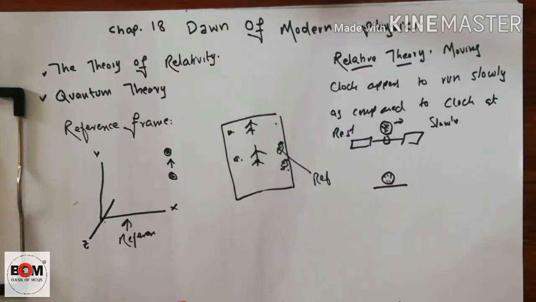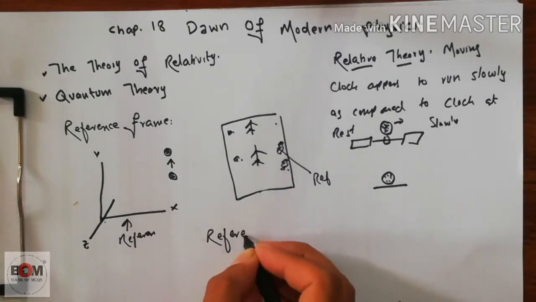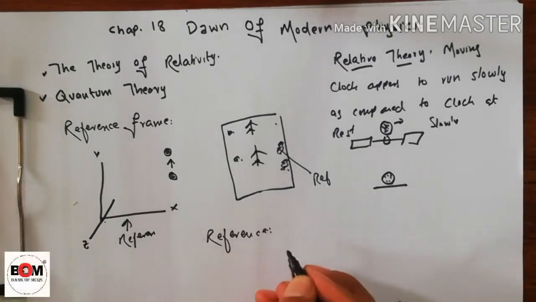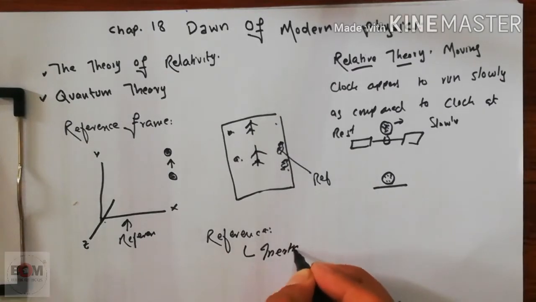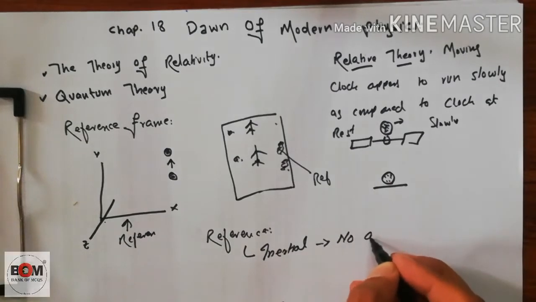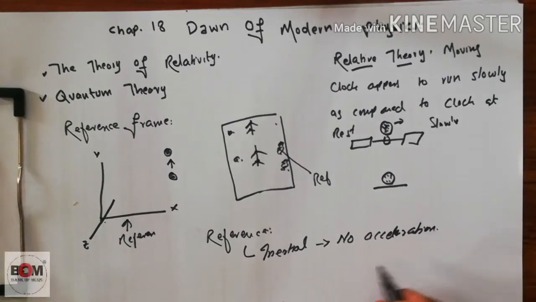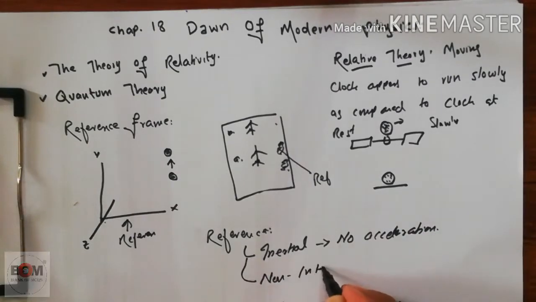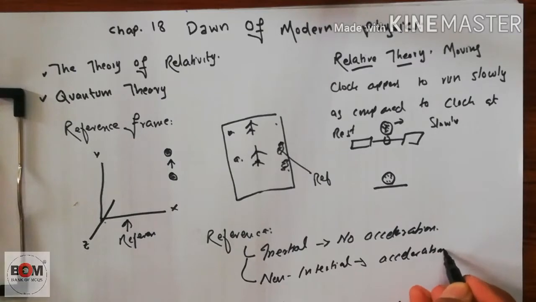Now, remember that there are two types of reference frames. The first is the inertial reference frame, which has no acceleration, or is at rest. The second is the non-inertial reference frame, which is moving with some velocity and in which acceleration is present.